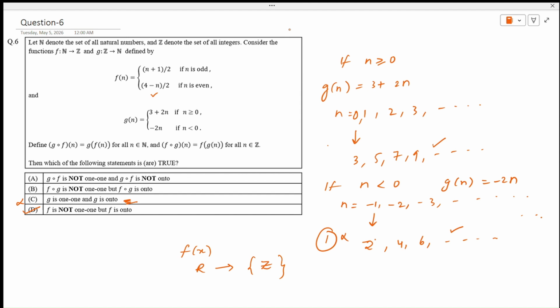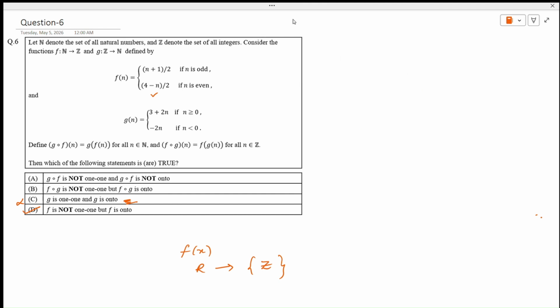Now let us look at f of g. Before g of x, let us look at f of x. So what about f of x? Oh, sorry, I said f of x, right? So not f of x, f of g of n. So for f of g of n, we will get f of 3 plus 2n when n is greater than or equal to 0, and f of minus 2n when n is less than 0.